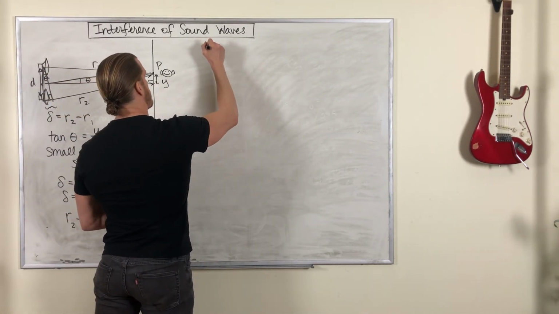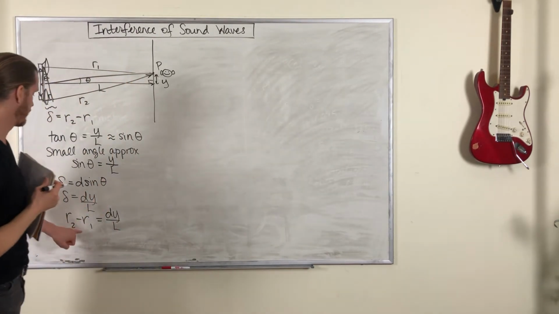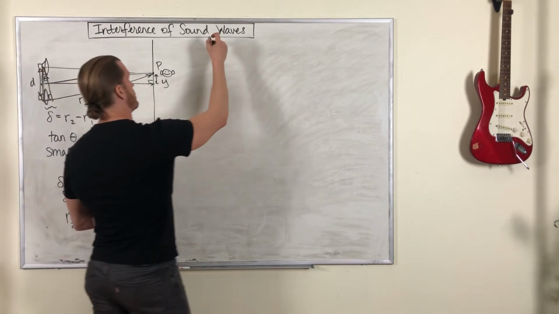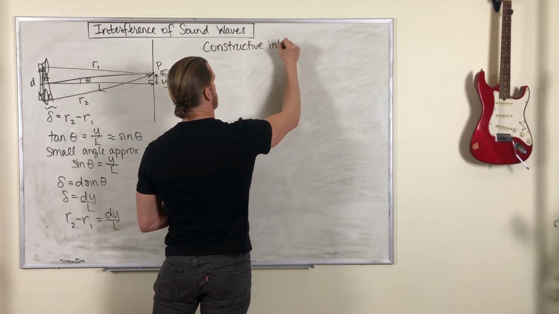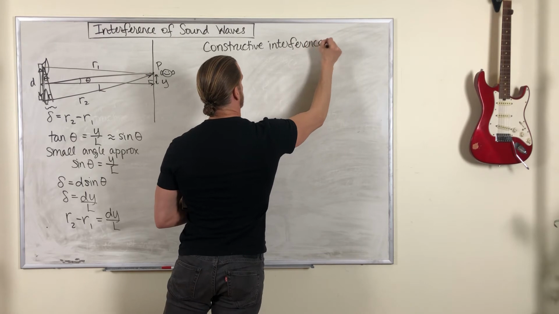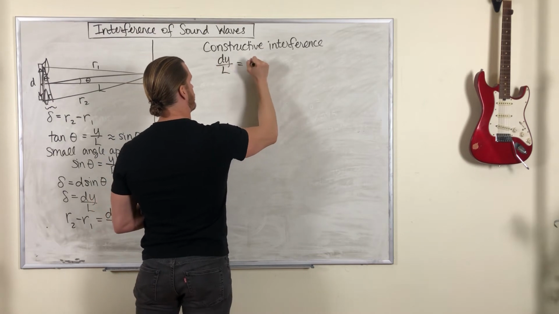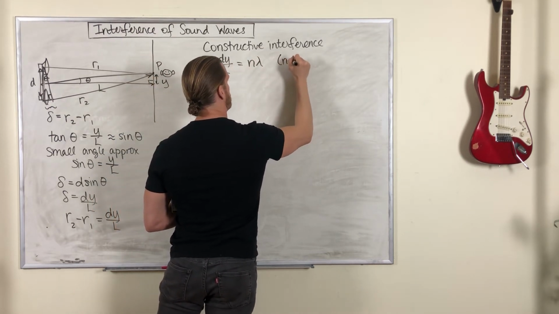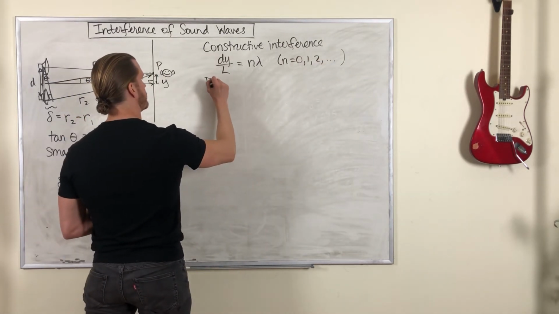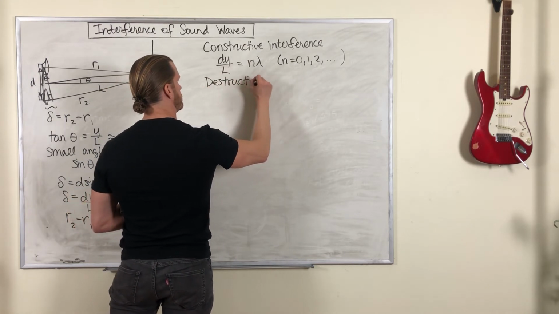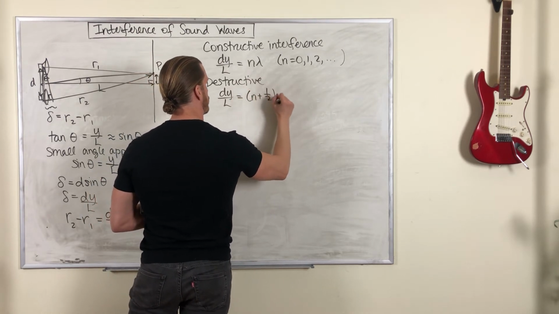And now we can use the relationship we had earlier, which is that when this path length difference is an integer number of wavelengths, we have constructive interference. So Dy over L is n lambda for constructive, and for destructive, Dy over L equals (n plus 1/2) lambda.